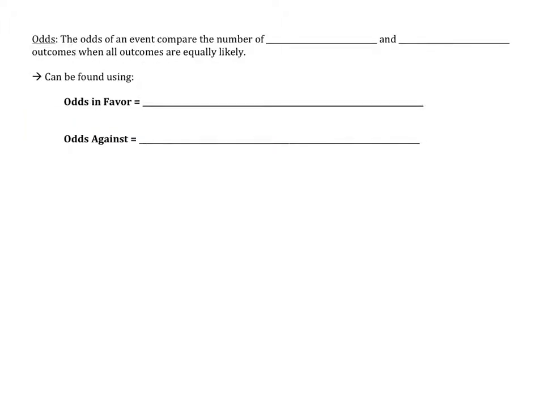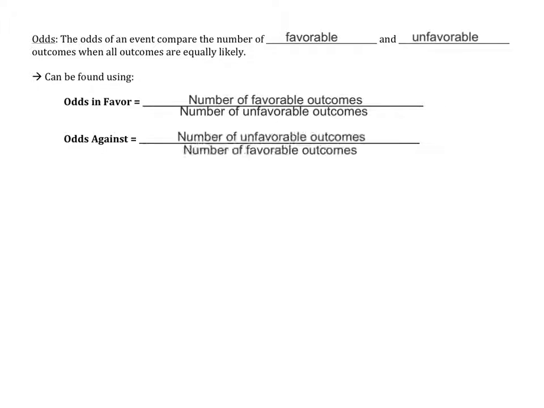And finally, this section ends on talking about the odds of an event. So the odds of an event compare the number of favorable and unfavorable outcomes when all outcomes are equally likely. You find odds by doing the following formulas. So for finding the odds in favor, you take the number of favorable outcomes over the number of unfavorable outcomes. To find the odds against, you take the number of unfavorable outcomes over the number of favorable outcomes.